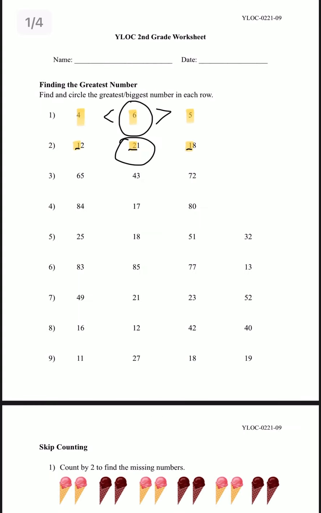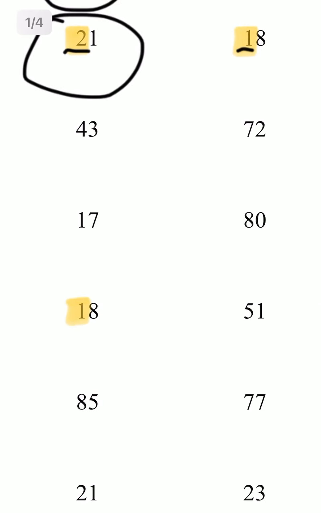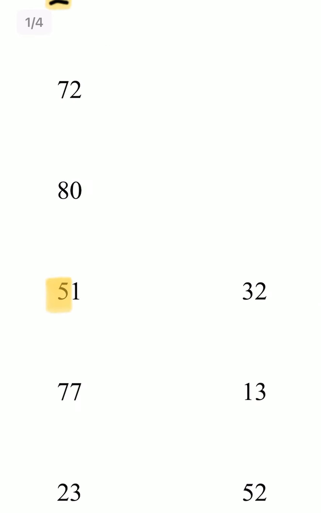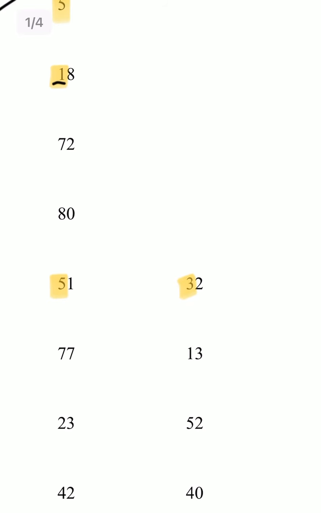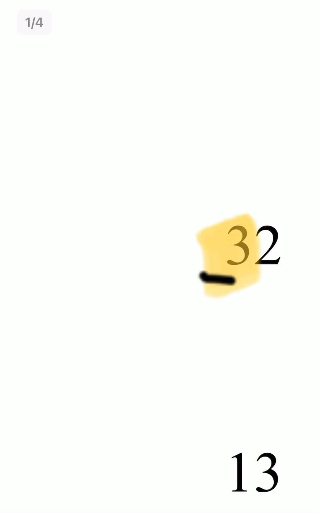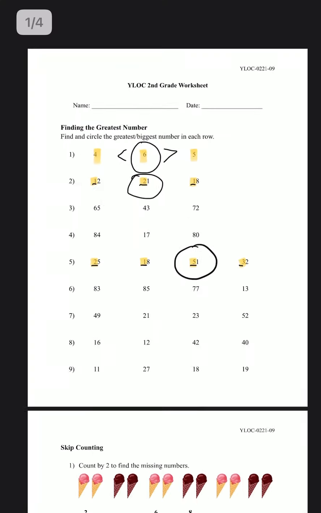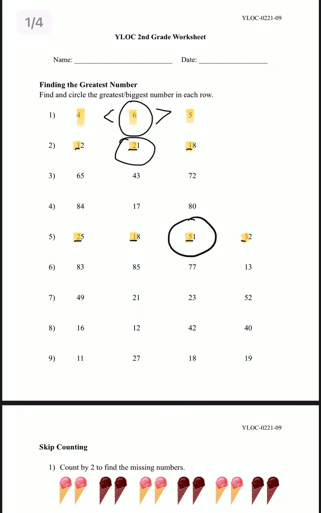Let's look at number 5. 2 is on the tens place, 1 is on the tens place, 5 is on the tens place, and 3 is on the tens place. And 5 is greater than 1, 2, or 3. So 51 is the greatest or the biggest number in number 5.